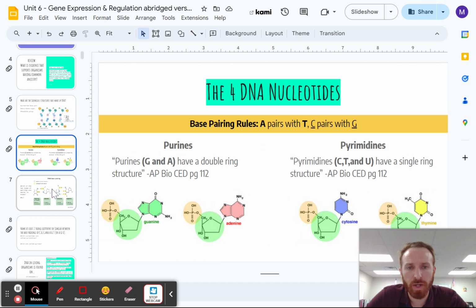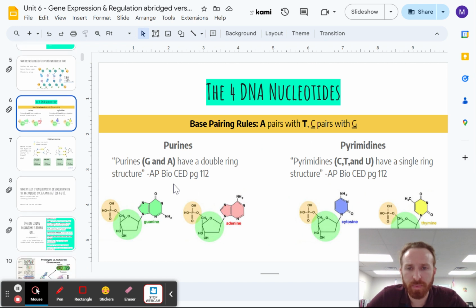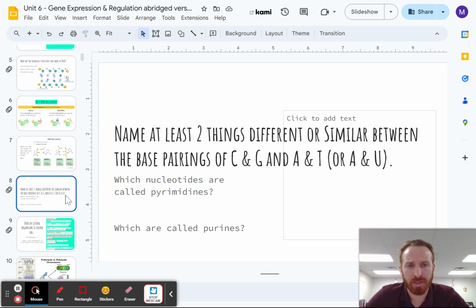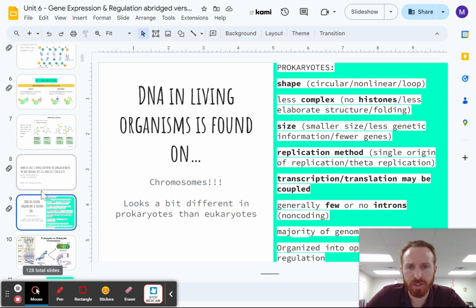When we look at them, purines are the ones that are G's and A's. They have that double ring structure. Pyrimidines have a single ring structure, okay, over here. Okay. The pairing rules. Trying to think what else in DNA.